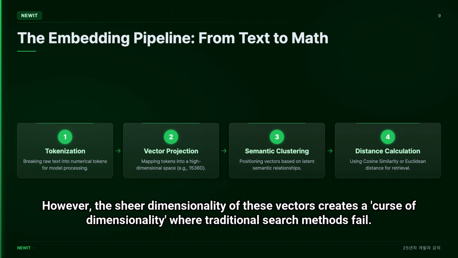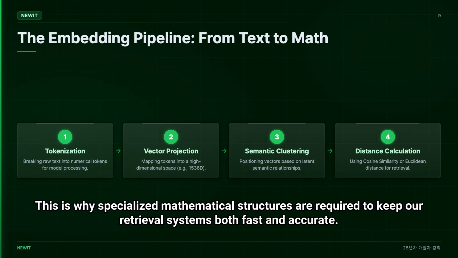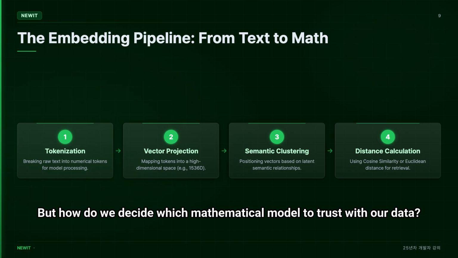However, the sheer dimensionality of these vectors creates a curse of dimensionality where traditional search methods fail. This is why specialized mathematical structures are required to keep our retrieval systems both fast and accurate. But how do we decide which mathematical model to trust with our data?